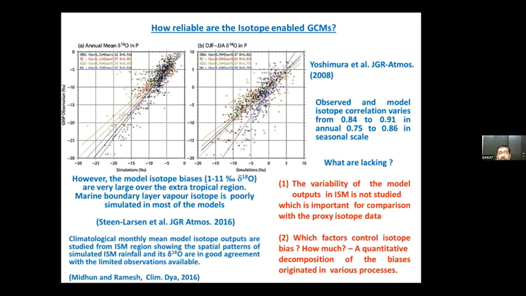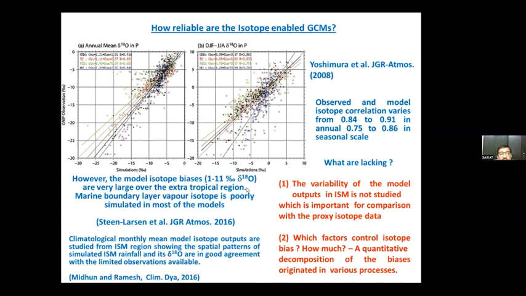If you see these plots, you can see that the observed and model isotope values are well correlated. There is a tight correlation. Say correlation varies from 0.84 to 0.91 on the annual time scale and 0.75 to 0.6 on the seasonal time scale. But there are many lacunae in these models also. Some of the issues are the isotope biases. That means the model minus observed values vary a lot, especially from 1 to 11 per mil, which is quite significant for oxygen isotope over the extratropical region.